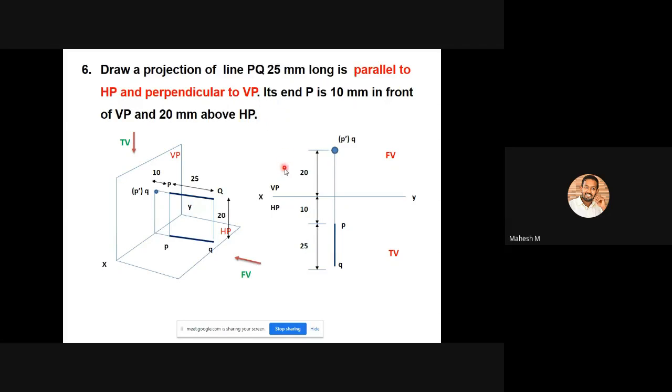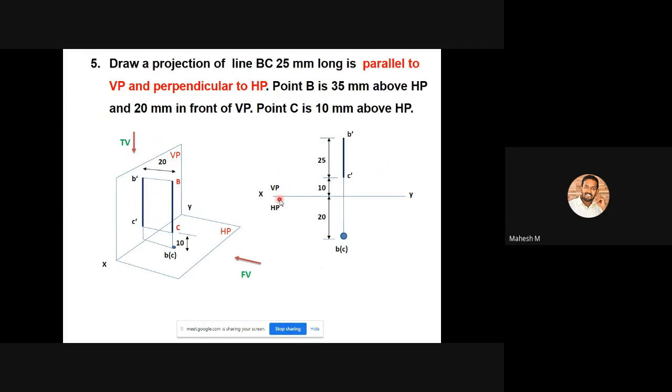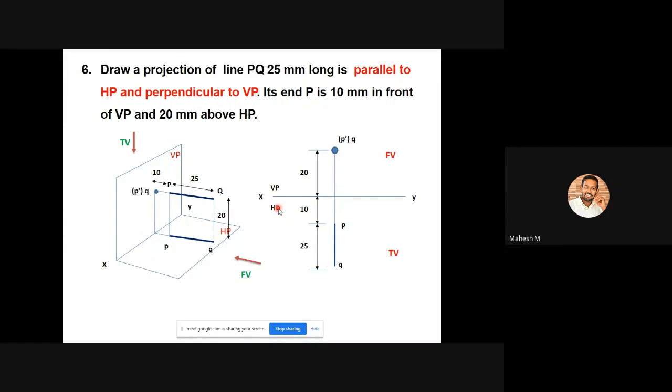In our previous problem, we have seen that the front view is a vertical line and top view is a point. If it is directly opposite, you have to create like this. So top view is a vertical line and front view is a point. So for this condition, the condition is parallel to HP and perpendicular to VP.